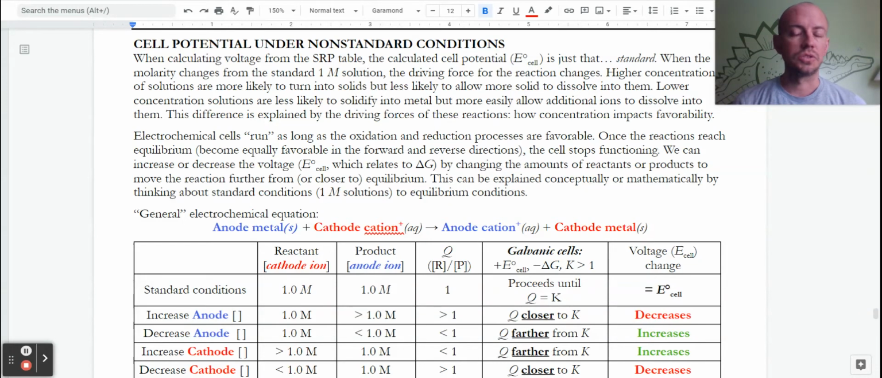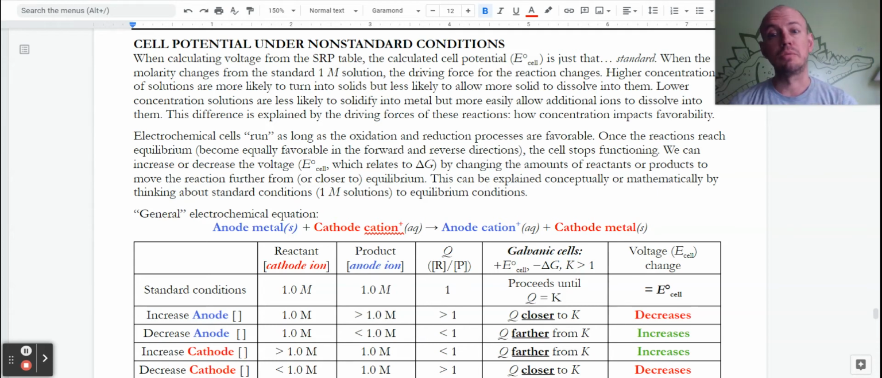All of the calculations we've done so far are using standard reduction potentials, or thinking about standard solutions, 1 molar solutions. But it's very common that we could make a higher or lower concentration based upon what we have or what we need in order for this reaction to occur.